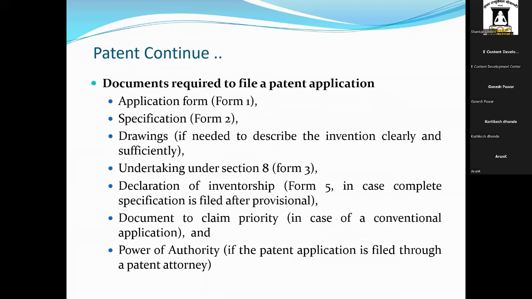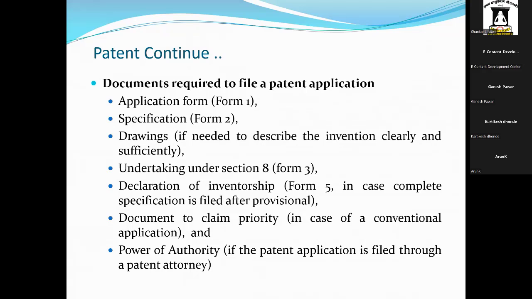Now, the documents required to file a patent are an application form, a specification, and drawings if needed to describe it. You can make a flow chart to describe your invention, and an undertaking from the section. This is your novel work. You have to give an undertaking, a declaration of the inventorship, and documents to claim priority in case of a conventional application, and a power of authority if the patent is filed through a patent attorney.